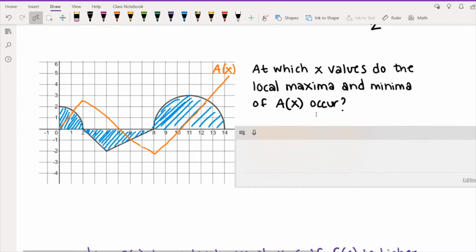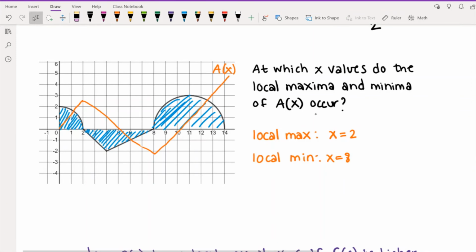Okay, so that's area functions. I want to now do a couple of examples, and this is going to really start to help us to understand the fundamental theorem of calculus.